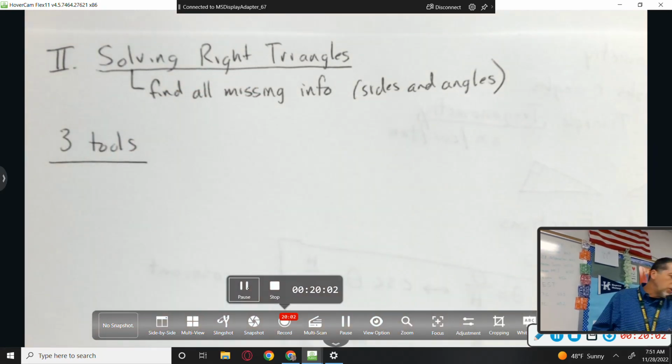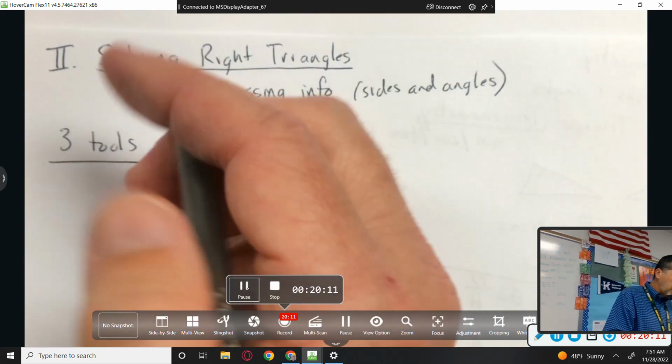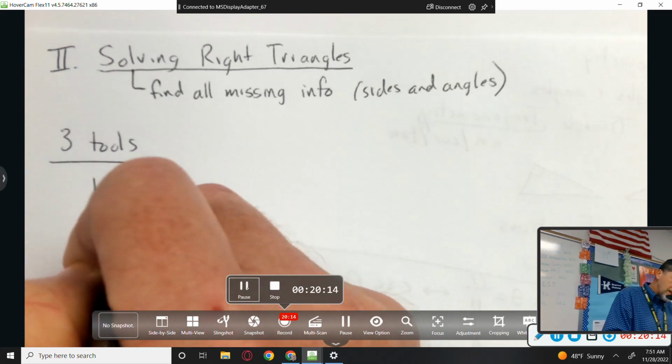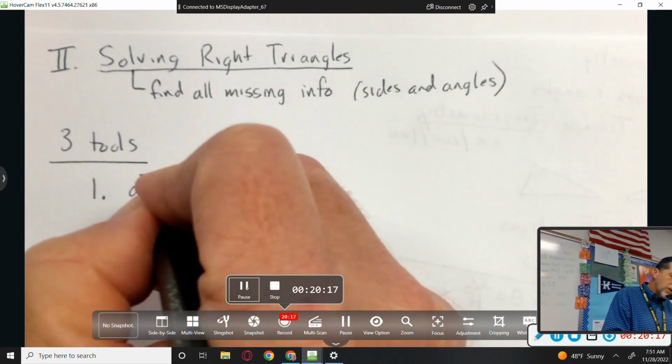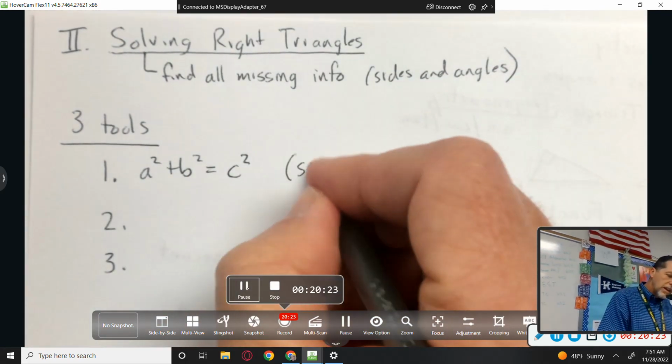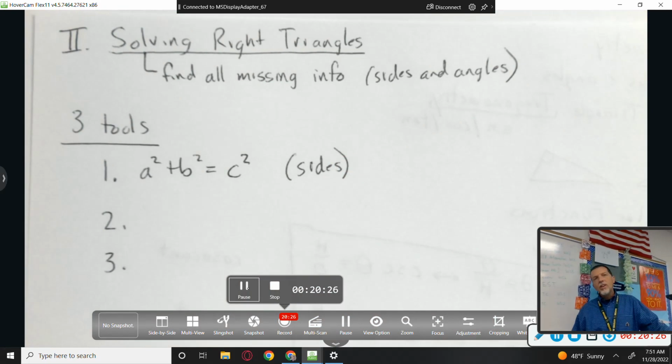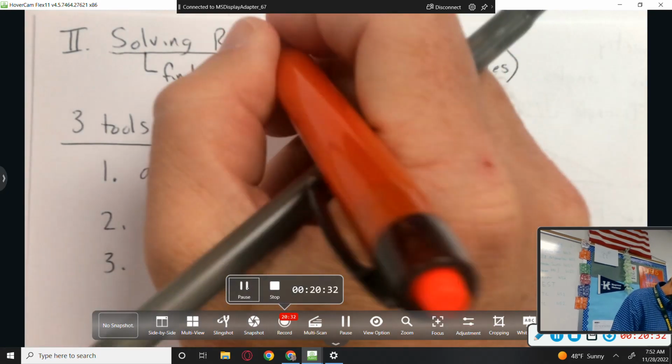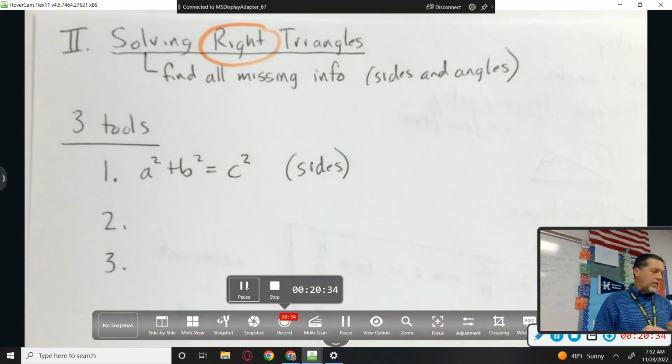There's 3 tools to use. 2 of them you're very familiar with. 1 of them you're less familiar with. In fact, we used one of them already. So we'll start with that one. A squared plus b squared equals c squared. So there's your formula that relates all the sides of a right triangle. I guess we should emphasize these are only for right triangles. And that's all you're going to have today. But we have to be careful later on. If it's not a right triangle, then you can't use a squared plus b squared equals c squared.